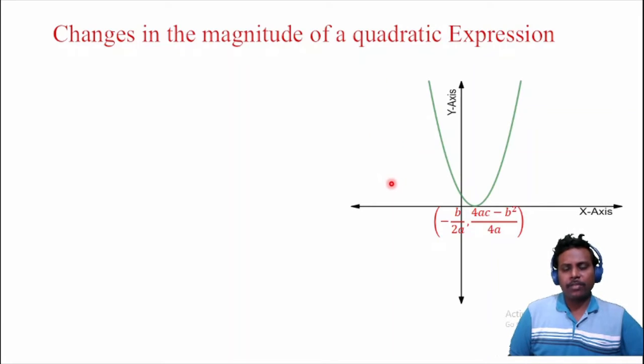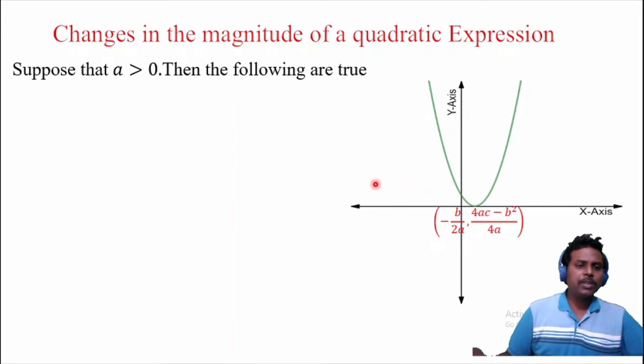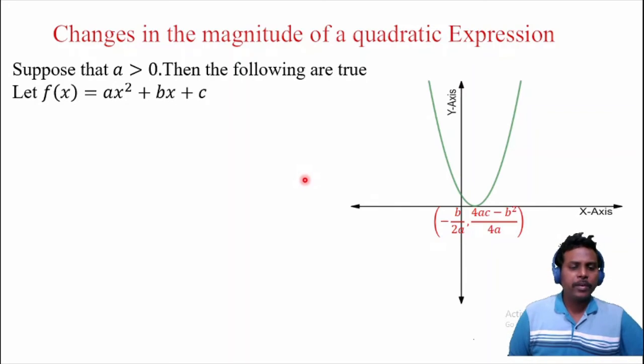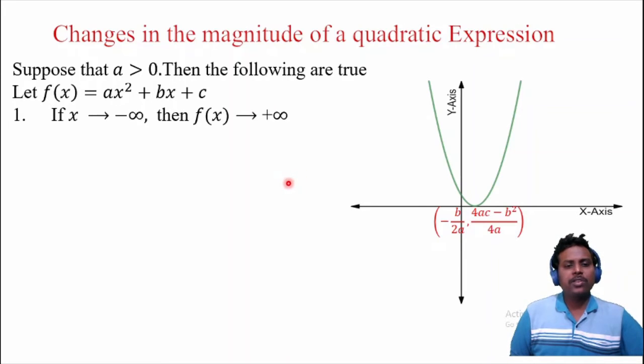So here is the graph of y equals ax square plus bx plus c, where a is positive. Suppose that a is positive, then the following statements are true. Let us see what those points are. The first point: let f of x equal ax square plus bx plus c. If x tends to minus infinity, then f of x tends to plus infinity. It is evident from the graph. So if a is positive and x approaches minus infinity, the y value is increasing in the positive direction. So as x approaches minus infinity, f of x approaches infinity.